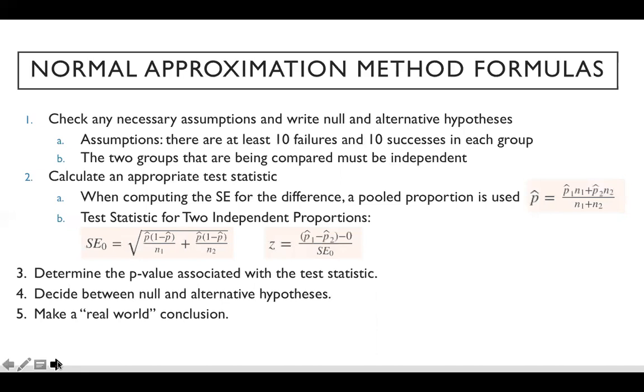So it's a little lengthy as well. But once you calculate z, your test statistic, you can determine your p-value and then decide between the null and alternative hypotheses and then make a real-world conclusion.